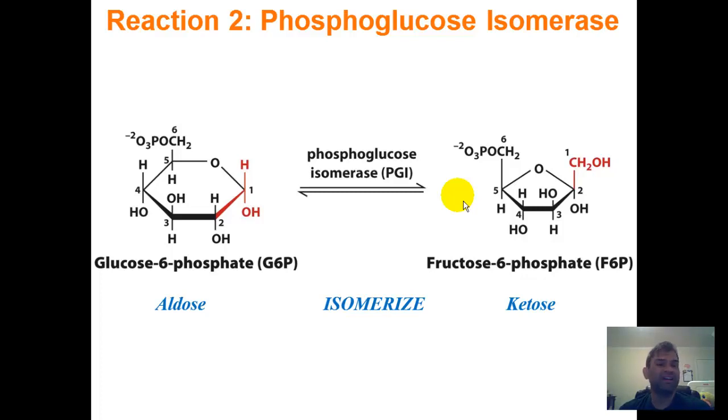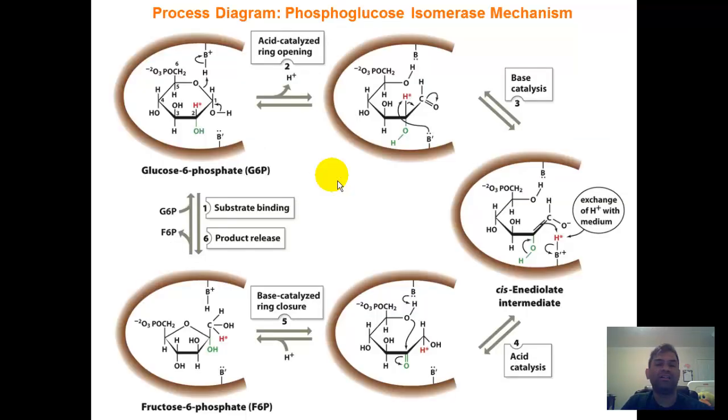The second reaction of glycolysis is a simple isomerization reaction. It's taking glucose 6-phosphate, which we know is an aldose, and converting it to the ketose. So this is simply an isomerization reaction. The enzyme that does this is phosphoglucose isomerase. This is reaction 2 of glycolysis.